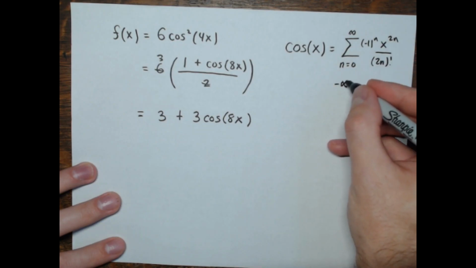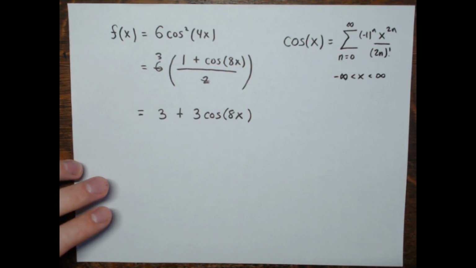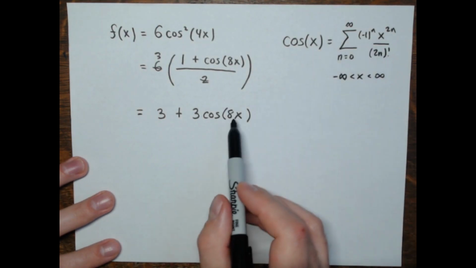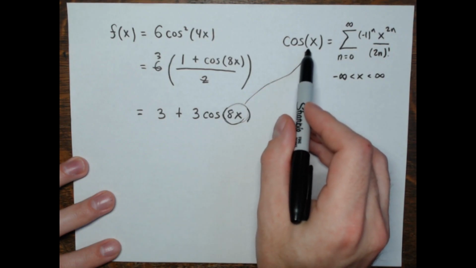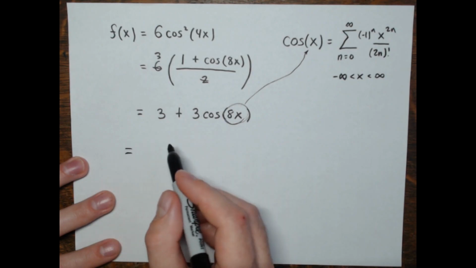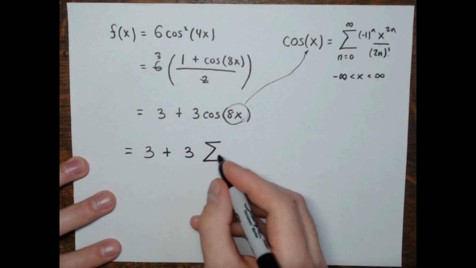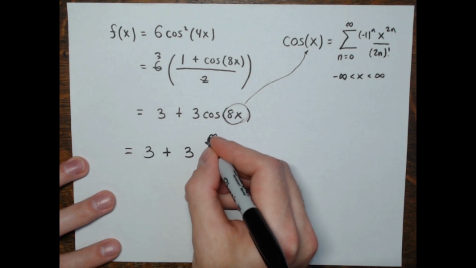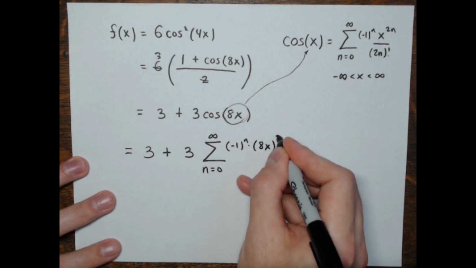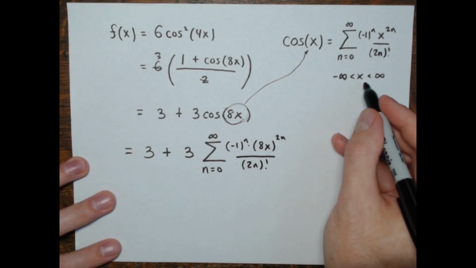And this converges for all real numbers, just like the sine and hyperbolic sine and e to the x and cosine, right? Oh, we're seeing cosine right now. And I'm just replacing x with 8x here. Right? 8x is replacing x. So when I write this as a series, this would be 3 plus 3 times the sum n equals 0 to infinity of negative 1 to the nth times 8x to the 2n over 2n factorial, and this should converge for all x still.